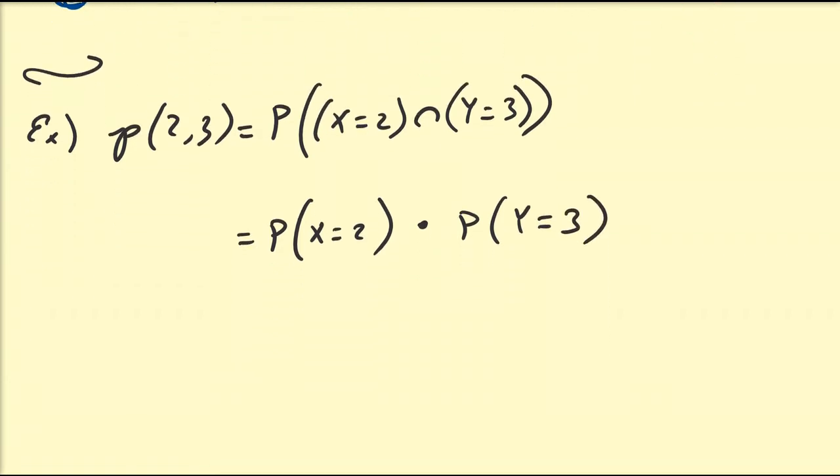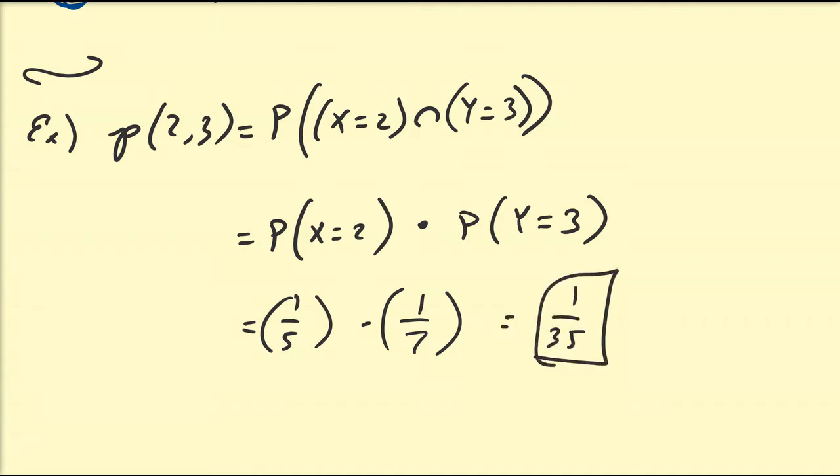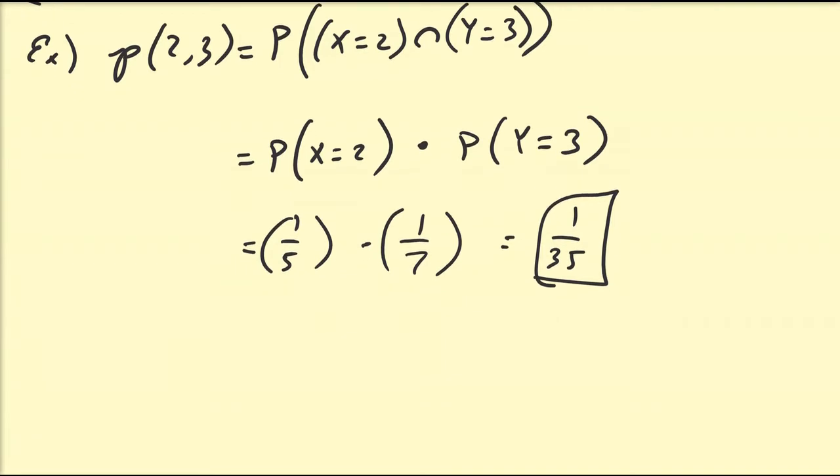So the probability that X is equal to 2, if all of the sides are equally likely, is going to be equal to 1/5, and the probability that Y is equal to 3 is going to be 1/7. So the value of p(2,3) is going to be equal to 1/35. And that's pretty much how to evaluate joint probability mass functions if you know the distributions of, say, X and Y.